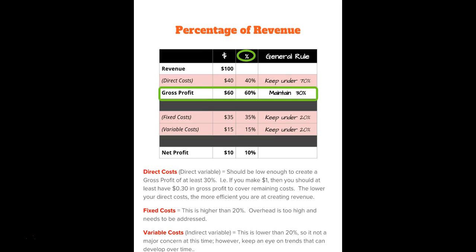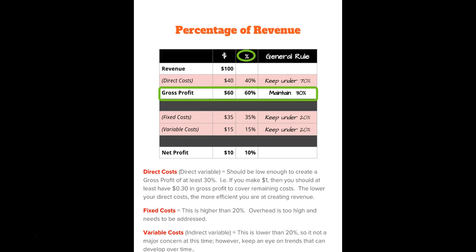And this is pretty good because we have a 60% gross margin, and we want to maintain at the minimum 30%. Of course, you want it higher, but at the minimum for a standard company, no less than 30%. Now we're going to jump down to our fixed and variable costs.